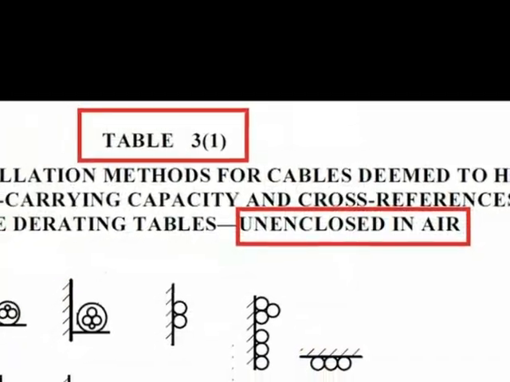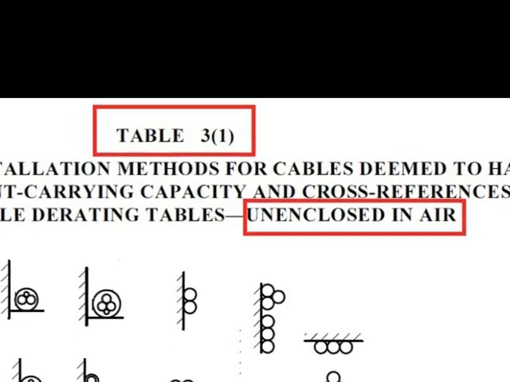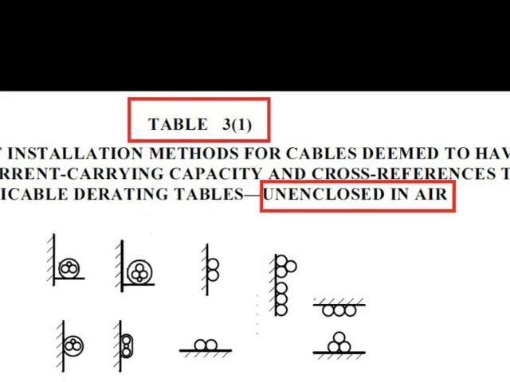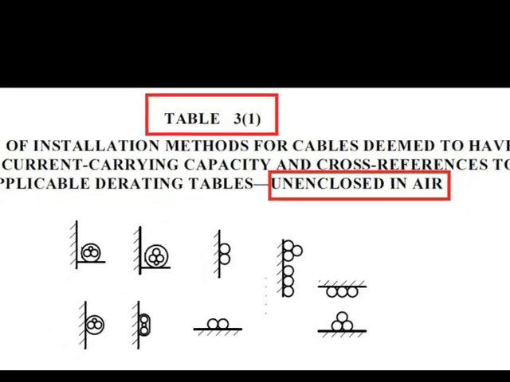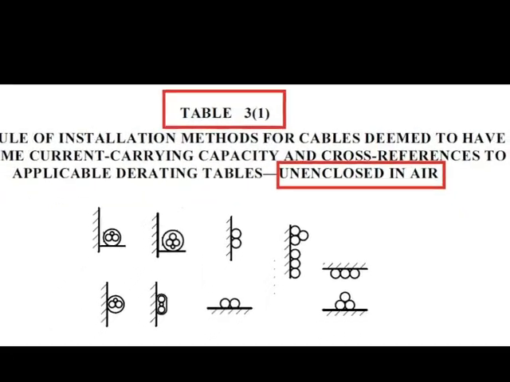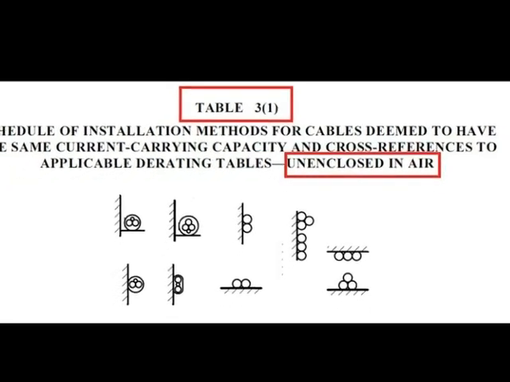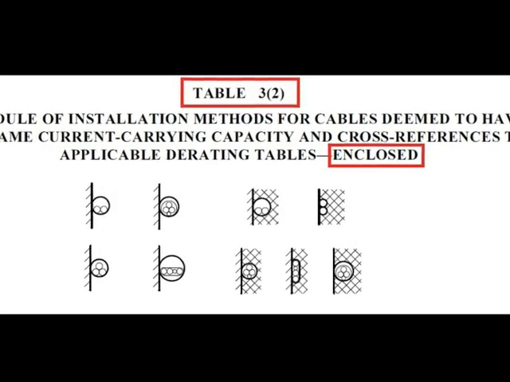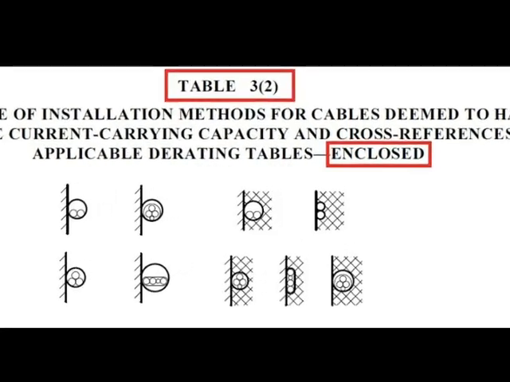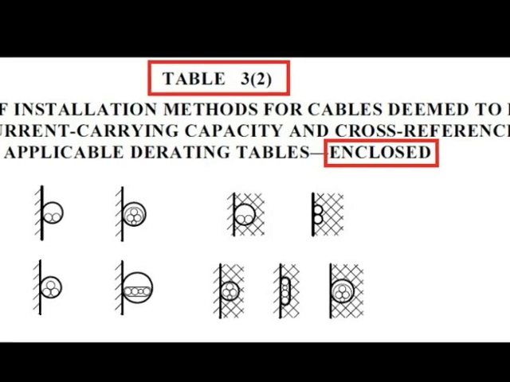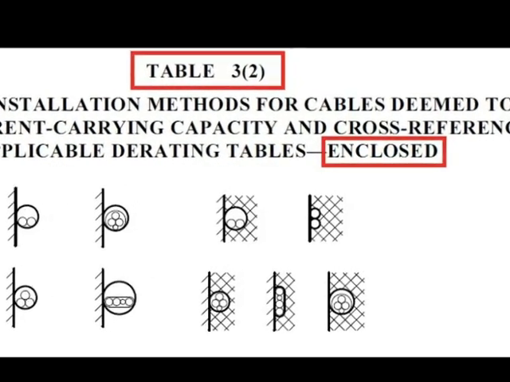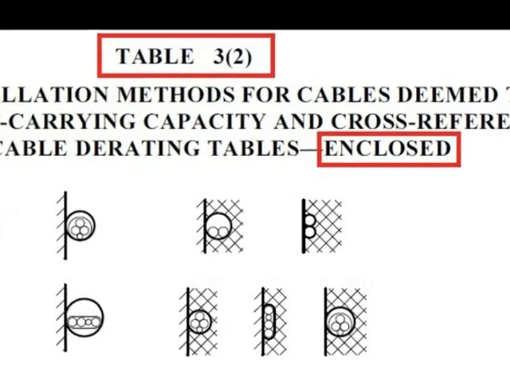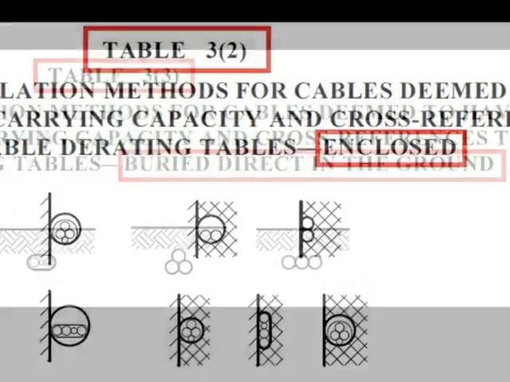Table 3.1 is unenclosed in air. Examples of that are cable tray, perforated tray, unperforated tray, cables in through ceilings, etc. Table 3.2 is enclosed. That can be in conduit or a wiring system enclosure, or it can be enclosed in thermal insulation, either partially enclosed or fully enclosed in thermal insulation as well.